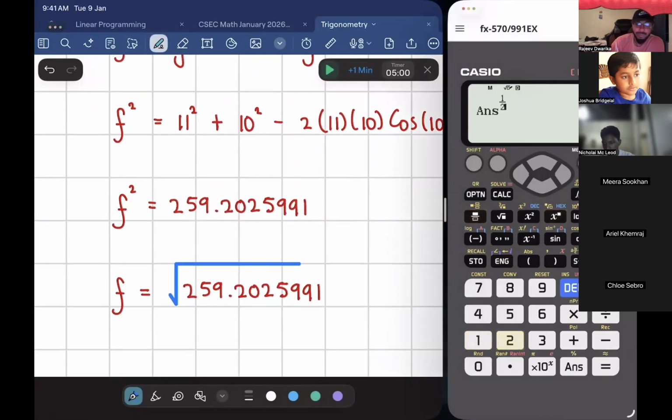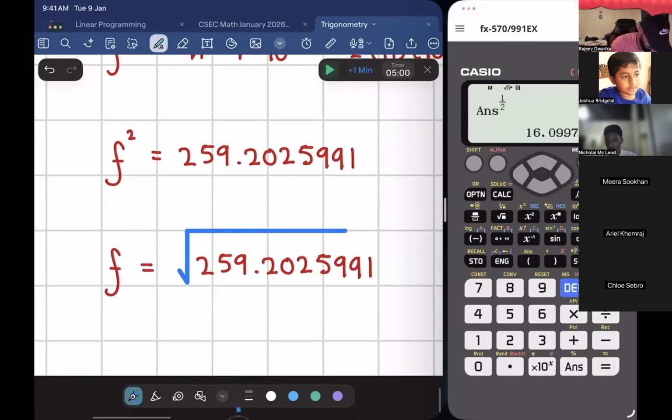16.1. Now, Nicola, you see what I do? I just take the answer and raise it to the power of half. Because you should know that if you raise something to the power of half, it's the same thing as what? It'll be 0.5. Fractional powers mean that you're finding a root or a surd, so I will get the correct answer there. You all got that? Yes, sir. All right.